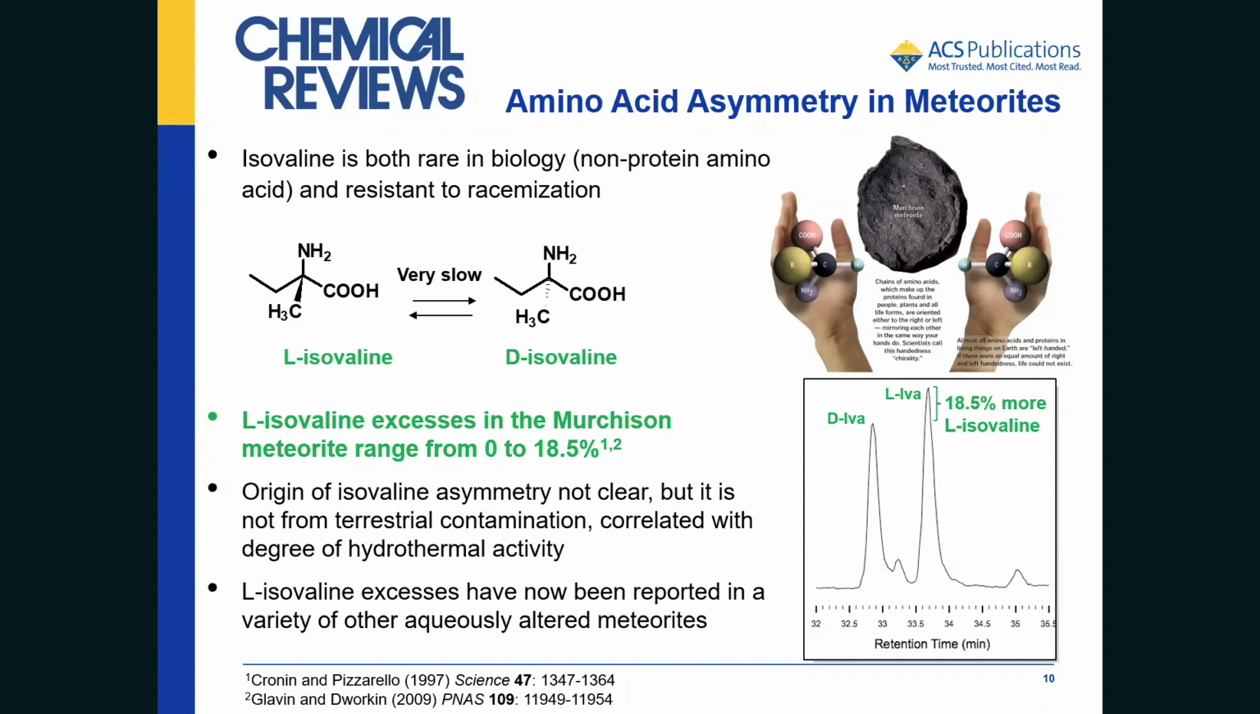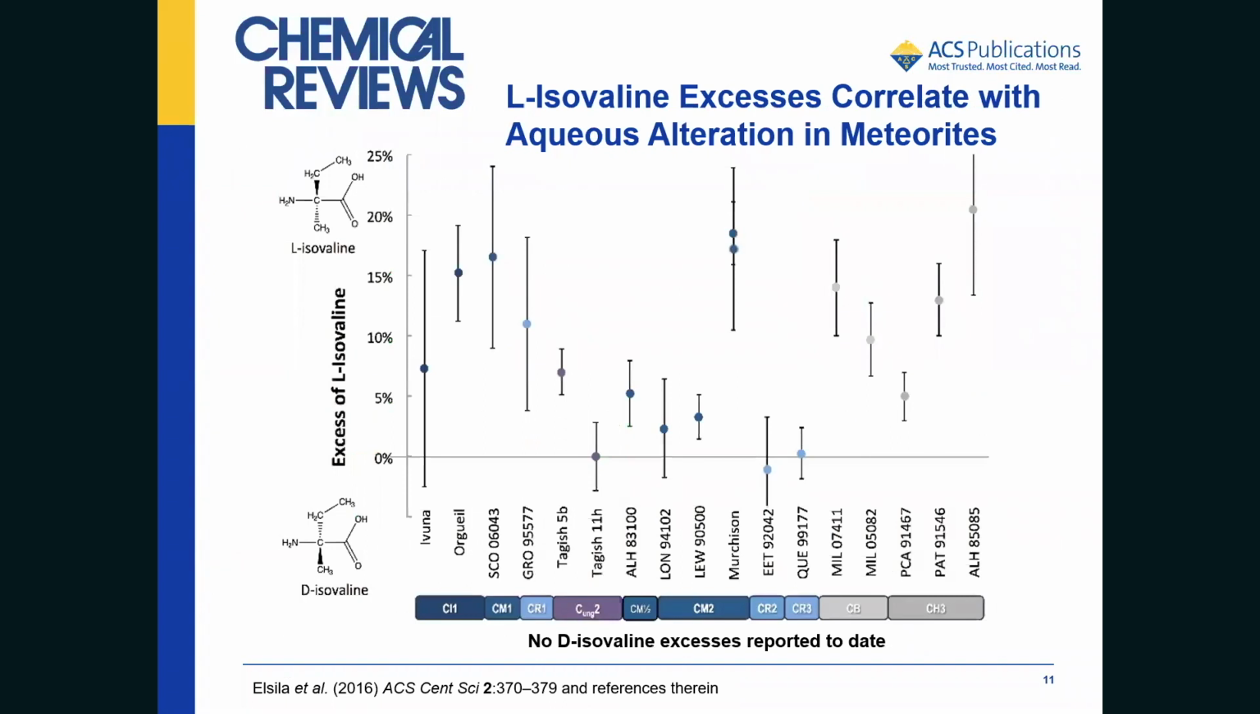This is an extremely rare non-protein amino acid. And the excess also appears to be correlated with the degree of hydrothermal activity on the meteorite parent bodies, which is interesting. And it's not just Murchison. These excesses have been observed in a variety of different carbonaceous meteorites, and that's shown here. We've analyzed all 8 different groups of carbonaceous chondrites, and these are the ones where we actually detect isovaline. You don't see isovaline in the really thermally altered carbonaceous chondrites, the CVs and COs, but you see it in all the others. It ranges from around 0 up to, I think the record now is 20.5% in one of the CH carbonaceous chondrites.